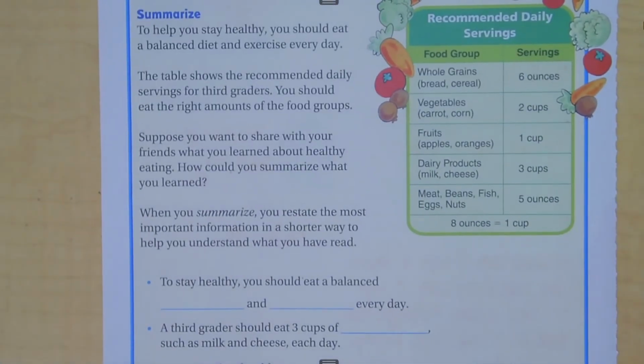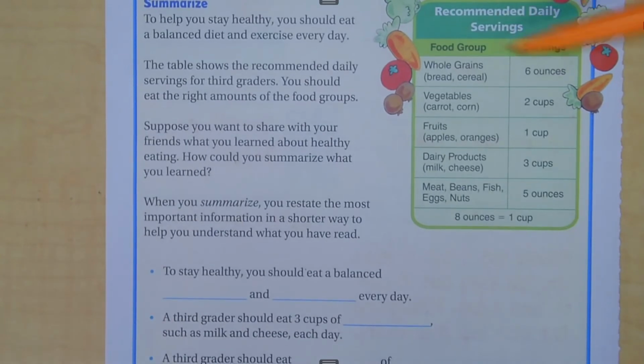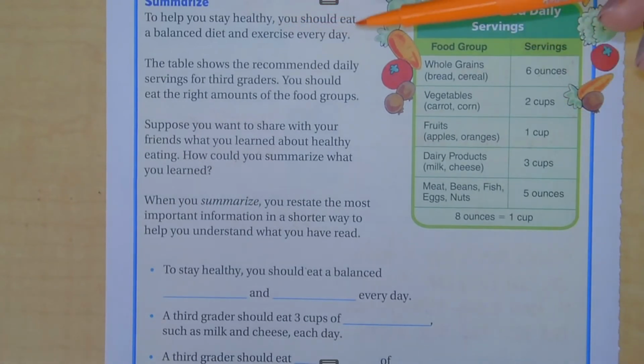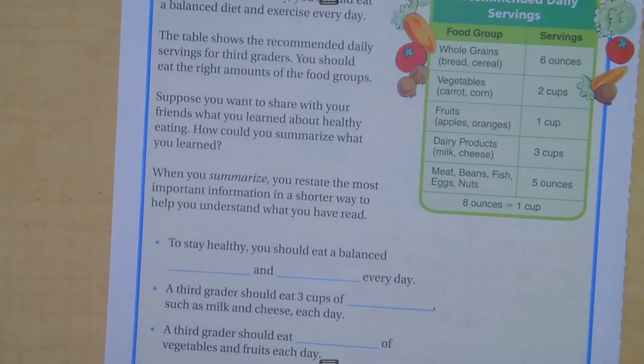Okay. All right. Last page. Flip it over. We have a table with recommended daily servings. You have your food groups and the servings. Summarize. To help you stay healthy, you should eat a balanced diet and exercise every day. The table shows the recommended daily servings for 3rd graders. You should eat the right amounts of the food groups. Suppose you want to share with your friends what you learned about healthy eating. How could you summarize what you learned? When you summarize, you restate the most important information in a shorter way to help you understand what you have read. Okay, here we go.